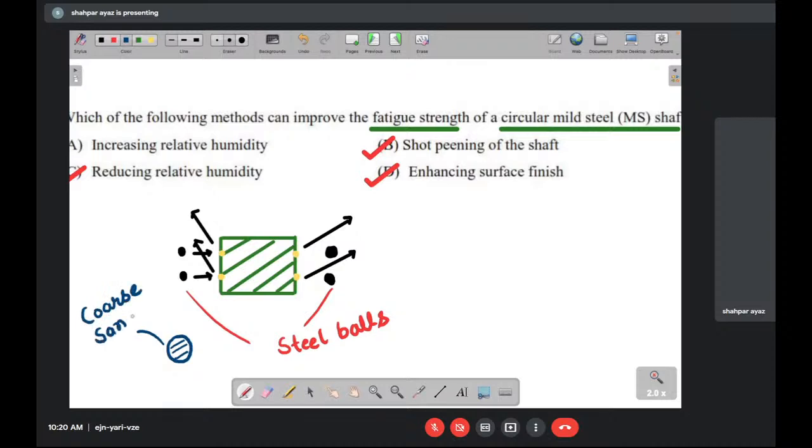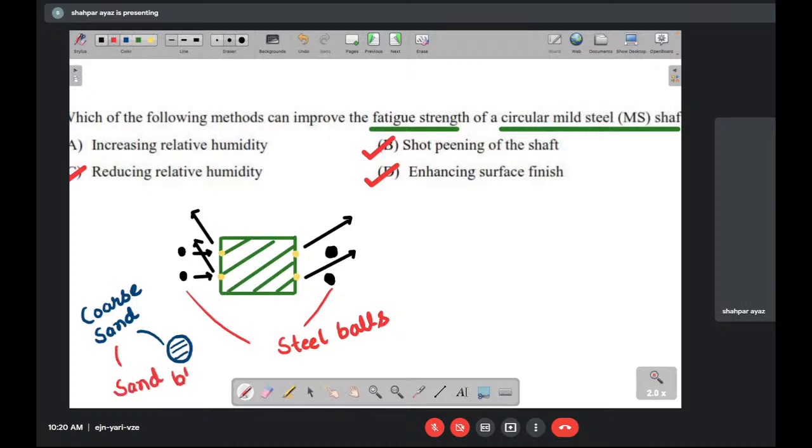Coarse sand particles. If you bombard it with coarse sand particles, the same phenomenon is called, my dear, what? That is called sand blasting. This is called sand blasting. So these are the two phenomena, sand blasting.